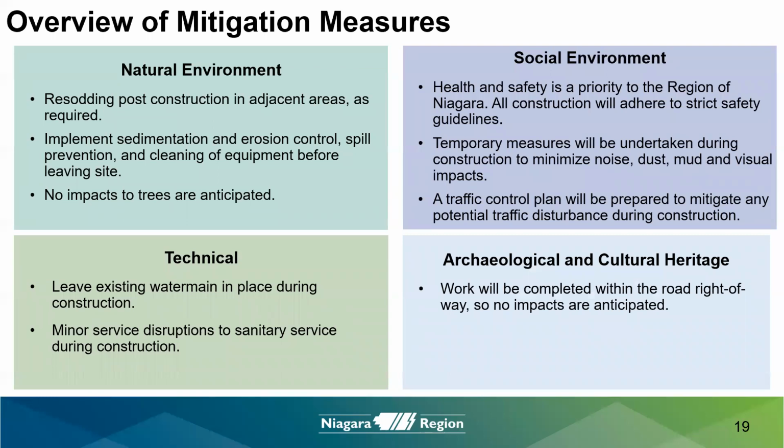Overview and mitigation measures. As with any construction project, the region and the town recognize that there will be impacts to the environment as a result of the proposed work. The following are mitigation measures for this project. Regarding the natural environment, in an effort to mitigate the environmental impacts associated with the project, resodding of disturbed areas will be completed as required. Sediment and erosion control measures will be implemented to reduce sediment from entering the storm sewer system. Spill prevention measures will be undertaken and equipment will be cleaned before leaving the site.